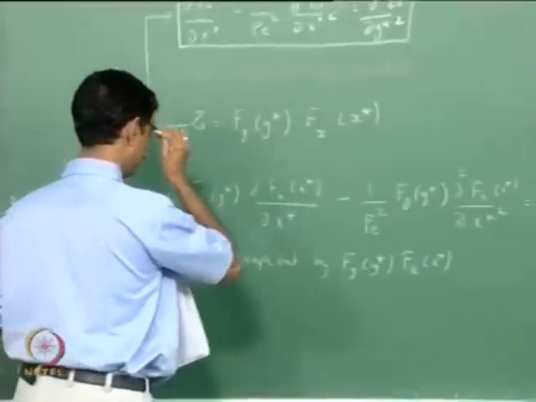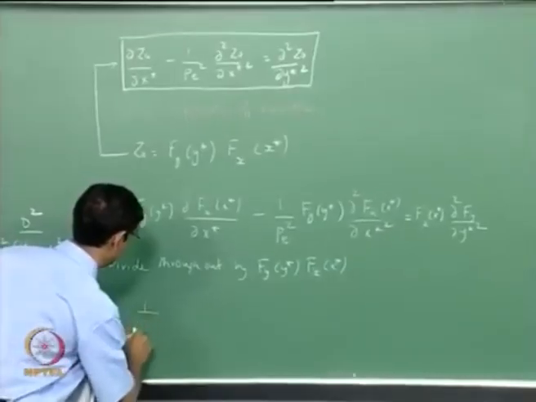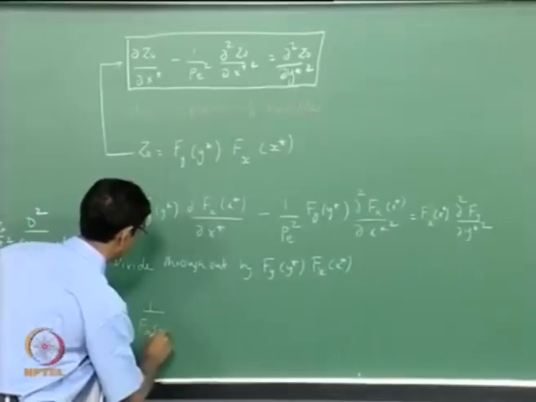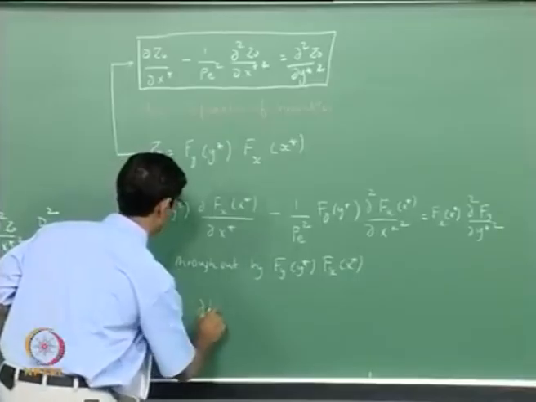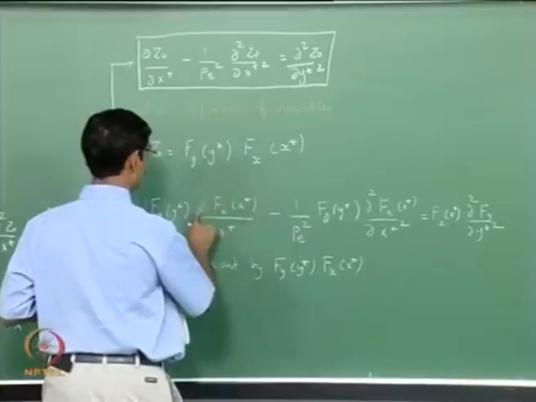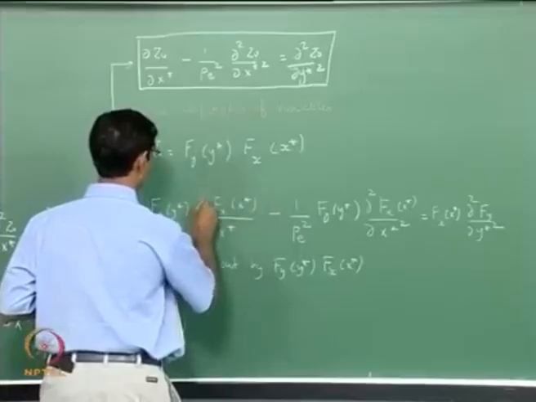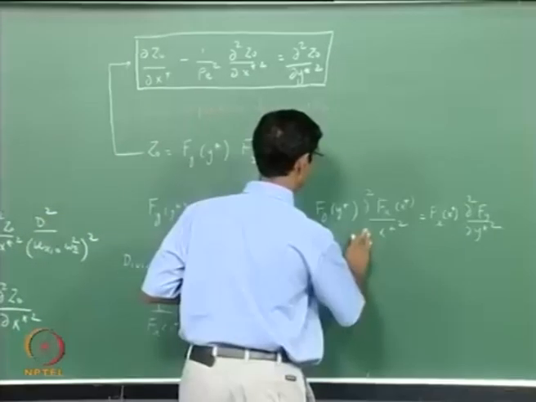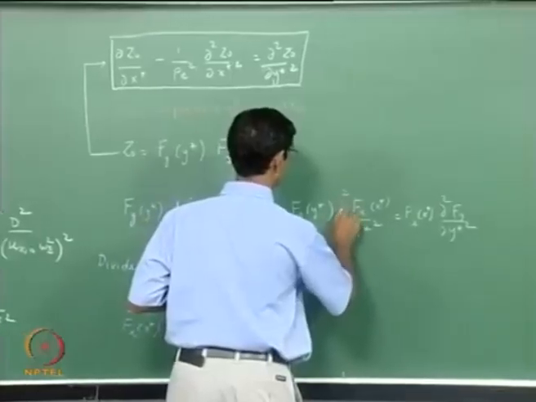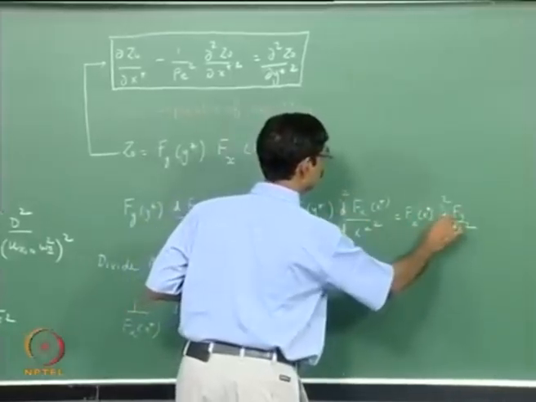So if we divide this, what you will get is 1 over fx of x star. Actually I can write d instead of dou because each is a function of only that variable, so I do not need to write partial derivative, it is a simple derivative.